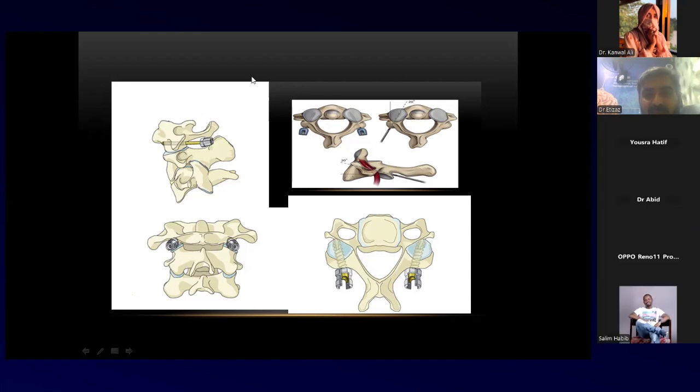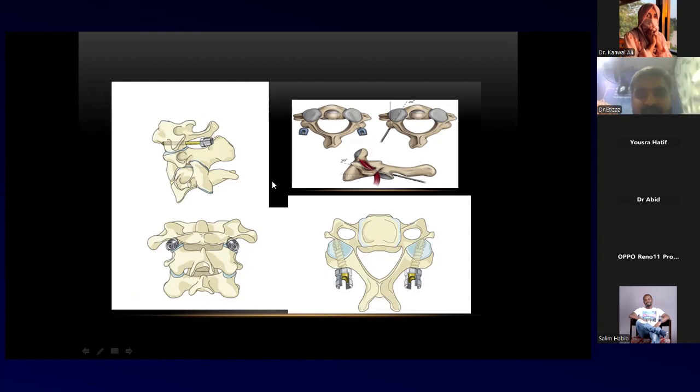Sir, because the bone is thick here. Yes. Because the bone will be thick here and it will be more stable if we pass the screw over here, if you pass the screw transarticularly, from C2 to C1. Then it is a transarticular C1-C2 fusion. It is not an occipitocervical fusion.